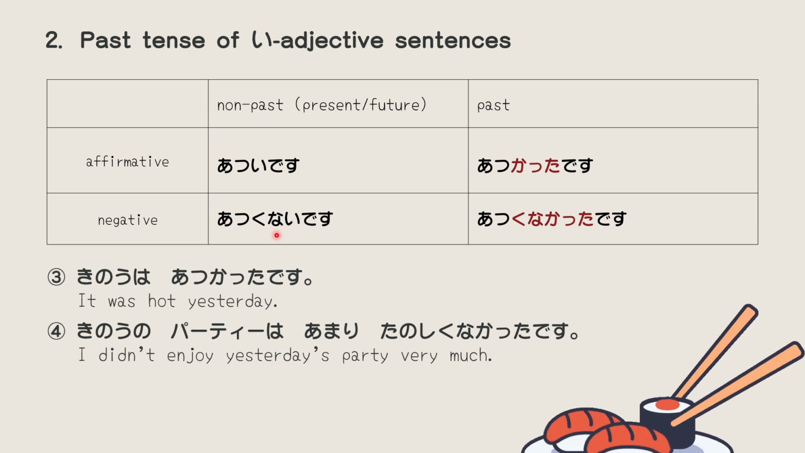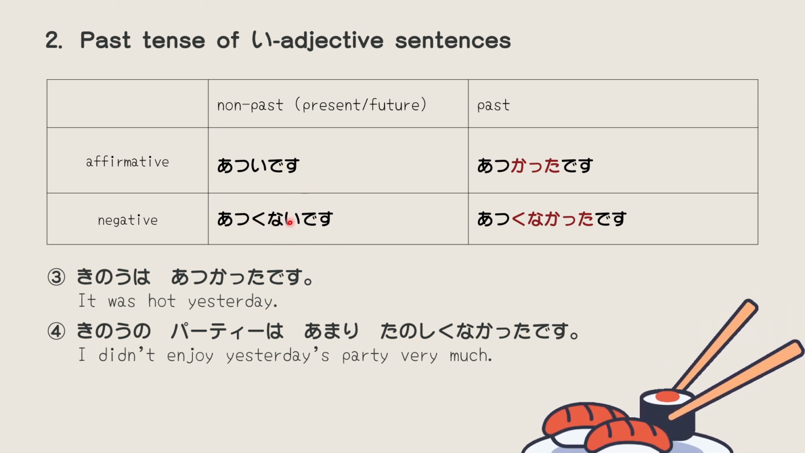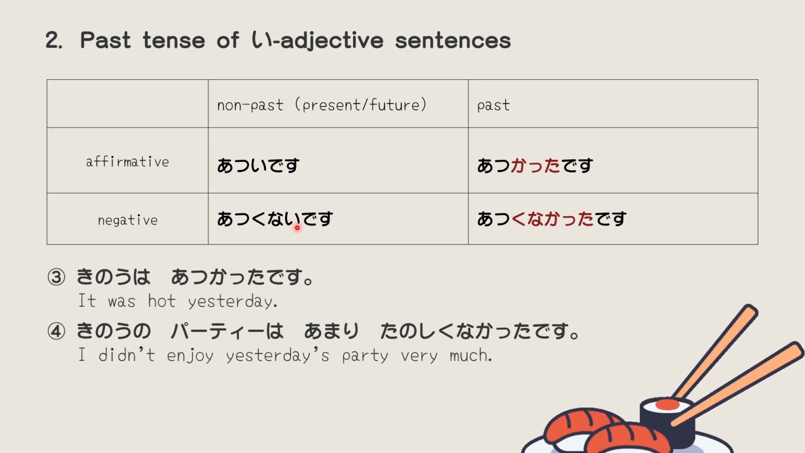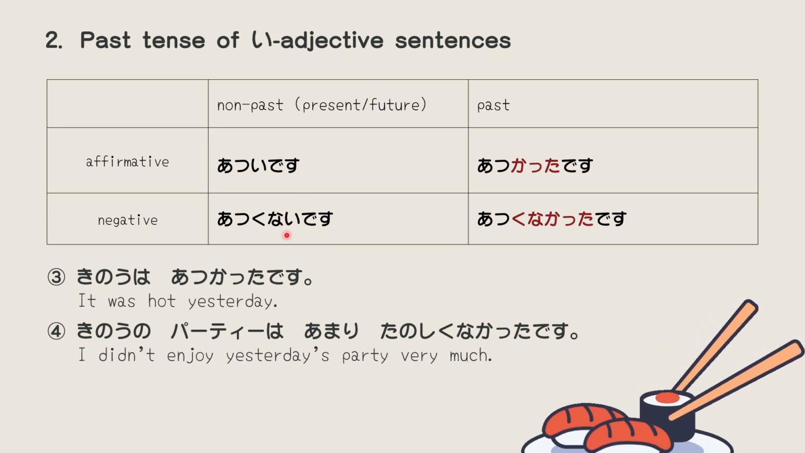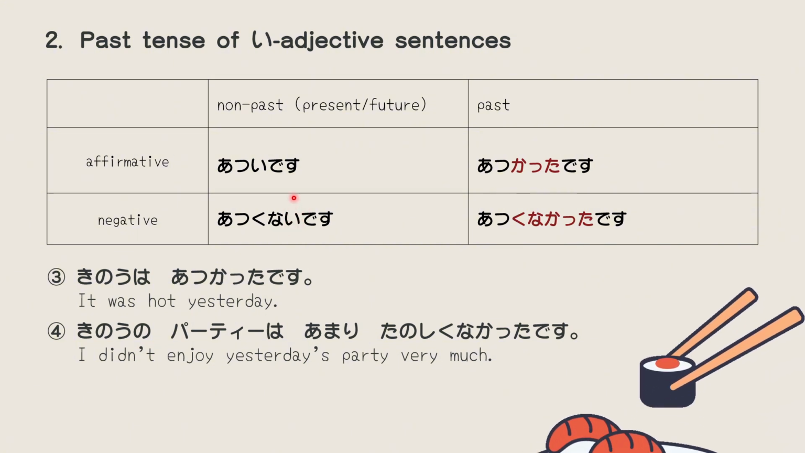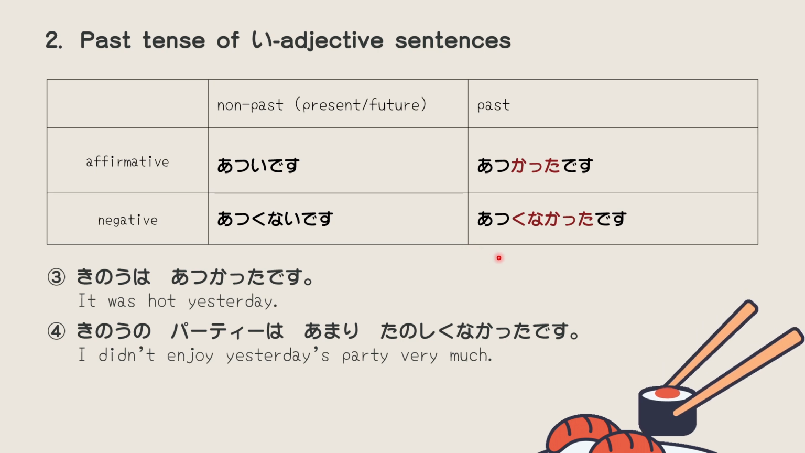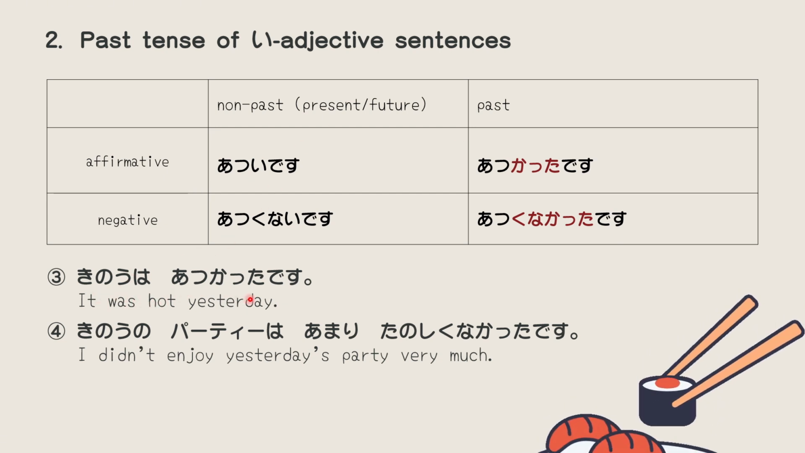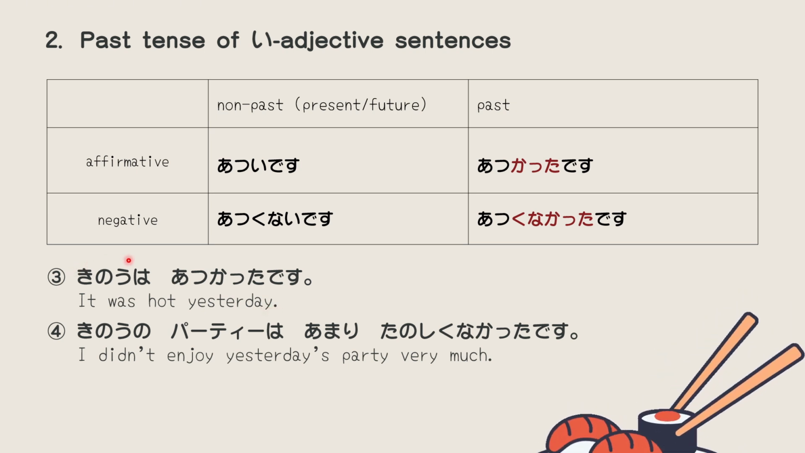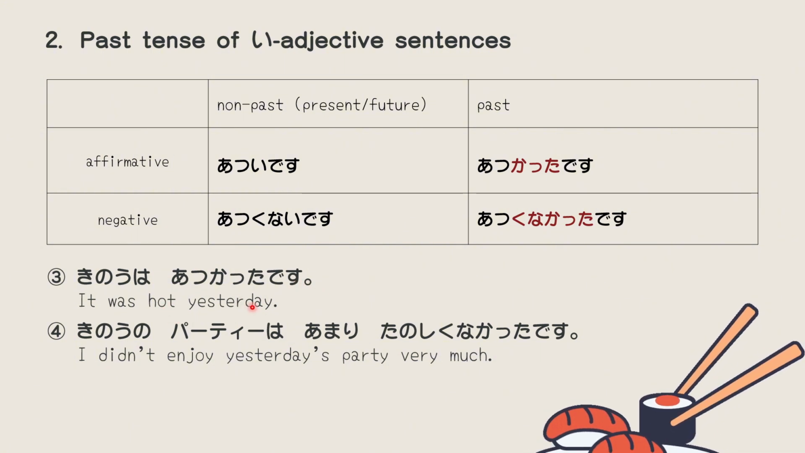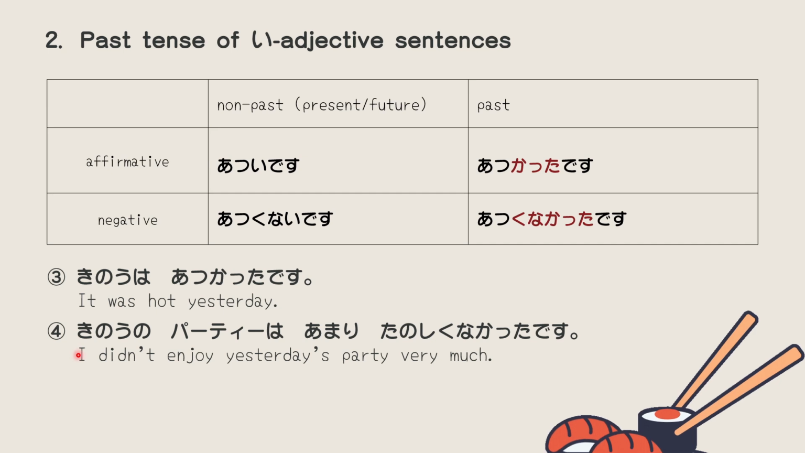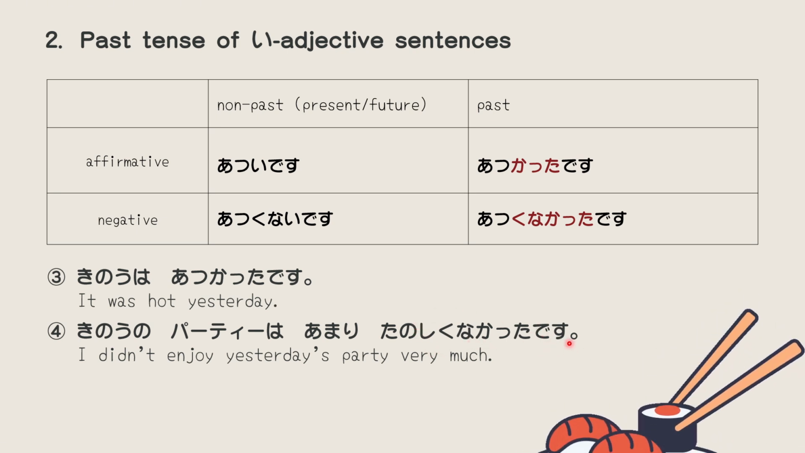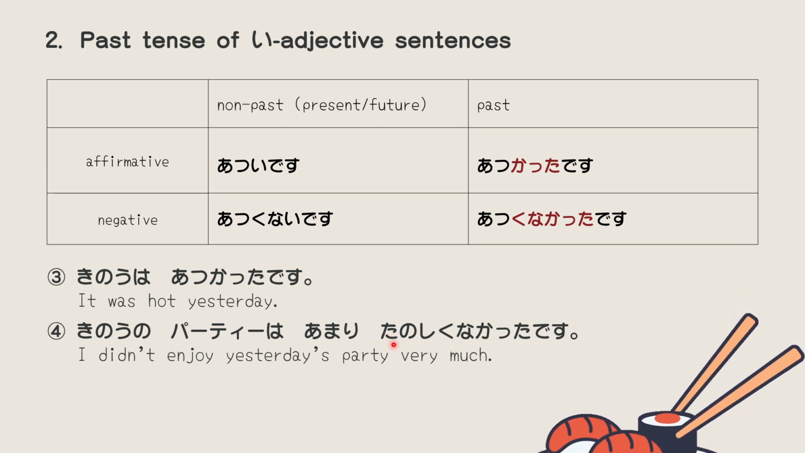As for negative, same. Atsukunai, nai still ends with i, which means it is still considered an i-adjective because it ends with i. So if you want to make this into past, you still replace the i with katta. So, atsukunakatta. For example, we have here 昨日は暑かったです. It was hot yesterday. 暑い, 暑かった. We also have another: 昨日のパーティーはあまり楽しくなかったです。楽しい、楽しくない、楽しくなかった。I didn't enjoy yesterday's party very much.